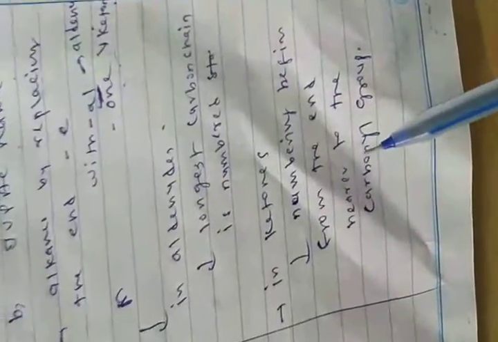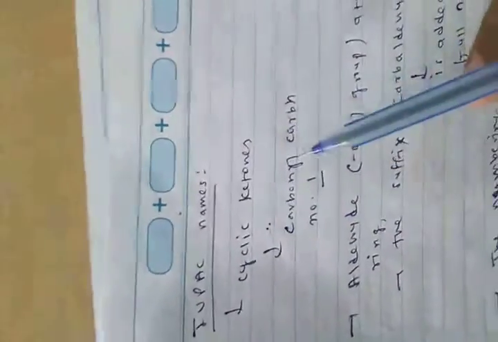In aldehydes, the longest carbon chain is numbered; in ketones, numbering begins from the end nearer to the carbonyl group. That is the difference. In IUPAC names of cyclic ketones, the carbonyl carbon is number 1. If the aldehyde CHO group is attached to the ring, the suffix carbaldehyde is added after the full name of the cycloalkane.